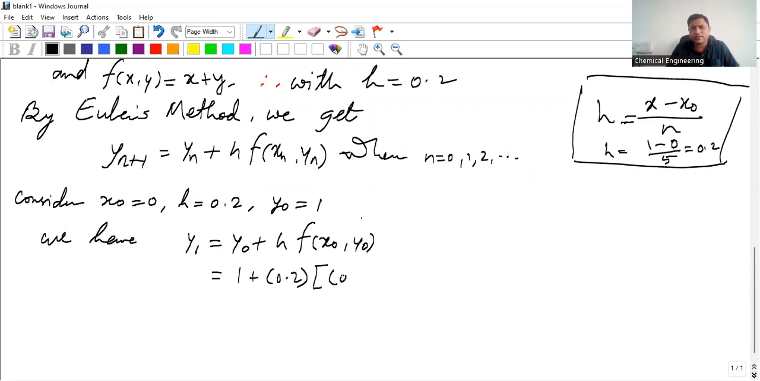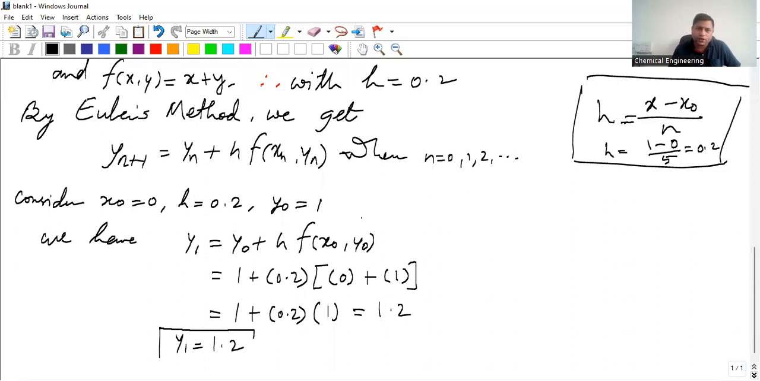So here x0 is 0 and y0 is going to be 1. Okay, so you have to remember this, that the function value always changes. So we have to consider f. Okay, so what we get here, 1 plus 0.2, and here we have 1. Okay, so what will be the value? Is that 1.2? Yes, sir. So this is 1.2.